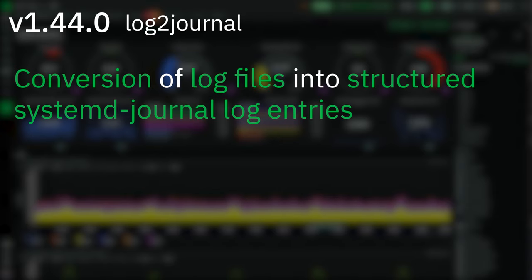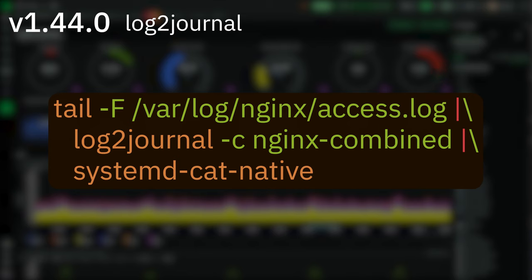log2journal. log2journal is a new utility allowing the conversion of log files into structured systemd journal log entries, and this is currently in beta. With this utility, you can build pipelines like this one, where tail is responsible for feeding the latest log lines to log2journal. Then, log2journal extracts fields from these log lines and outputs them in the standard journal export format, which is then used by systemd-cat-native, which is another utility that is reading this standard journal export format entries, which are then sent to a local or remote systemd journal system.